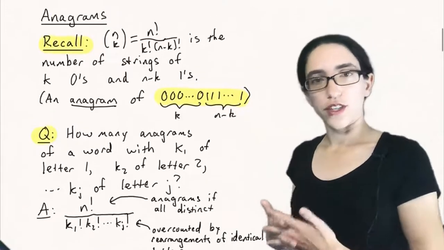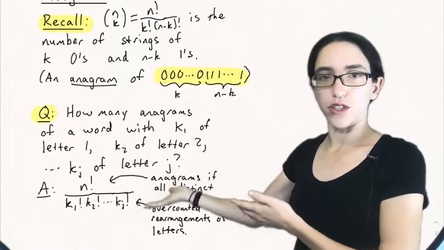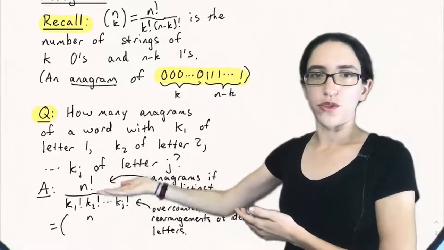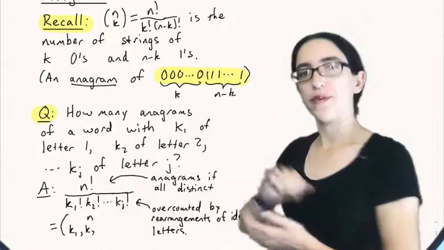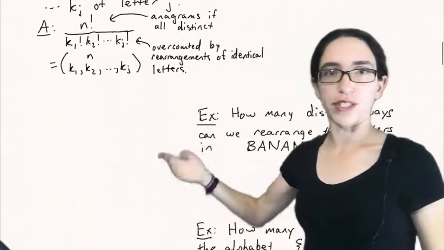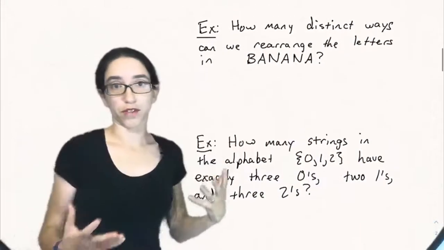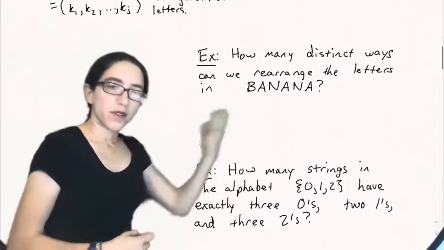So that shows that this formula is actually, we could write it as the multinomial coefficient n choose k1 through kj. And again, it's important that k1 plus k2 plus k3 up to kj equals n in this case, because that's the total number of letters in the word. Let's look at an example.